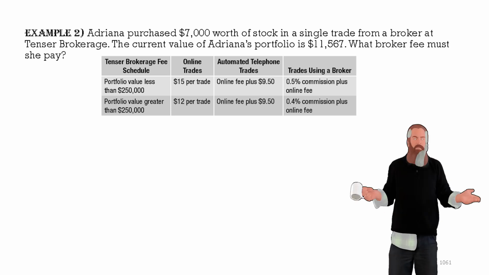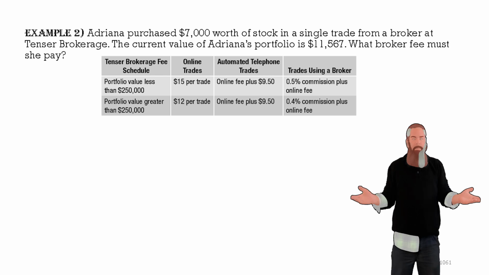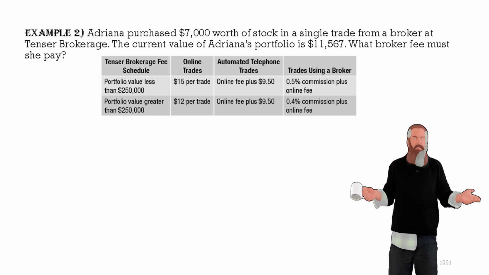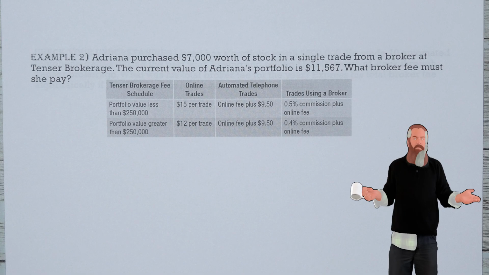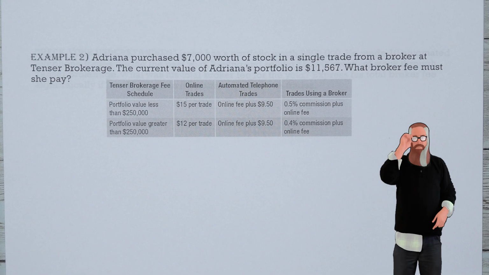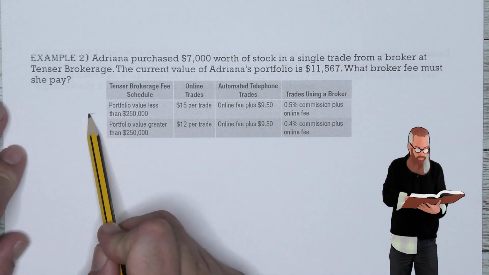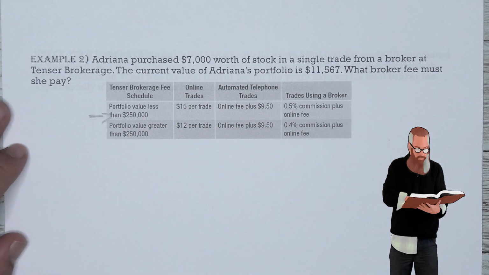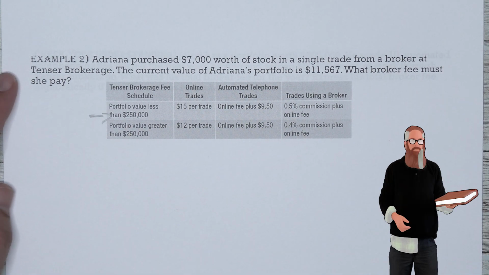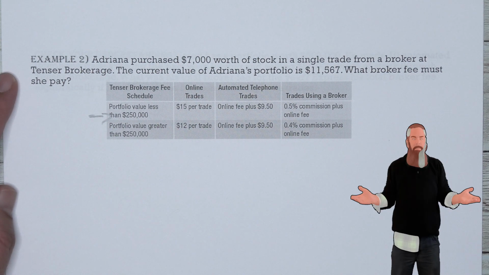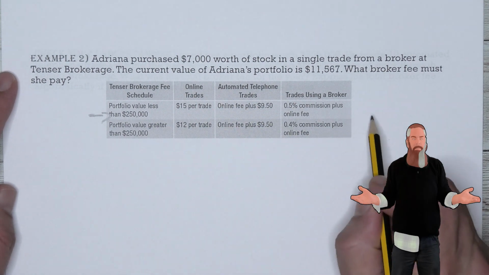Adriana purchased $7,000 worth of stock in a single trade from a broker at Tenser Brokerage. The current value of Adriana's portfolio is $11,567. What brokerage fee must she pay? Well, Adriana's fee is in the first row because her portfolio is under $250,000. She is using a broker, so her fee is in the last column.